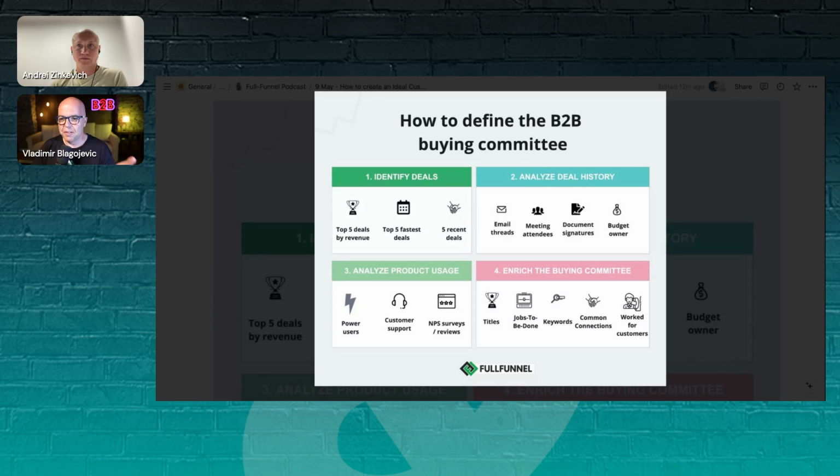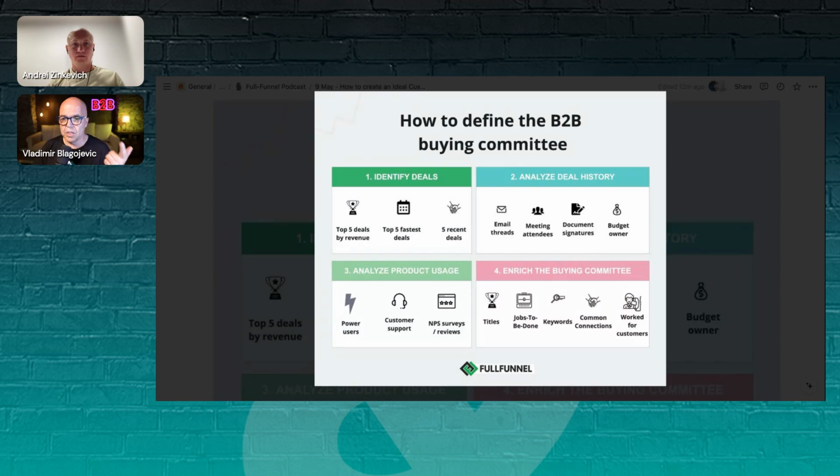This is how you basically look at the history to understand the buying committee. Now, that's the next step. So how do you analyze those deals? Well, if you have a good CRM with a lot of information, you can go in there and check all the contacts that are in the CRM, especially those that were engaged. For example, people who were on email threads, who attended the meetings.